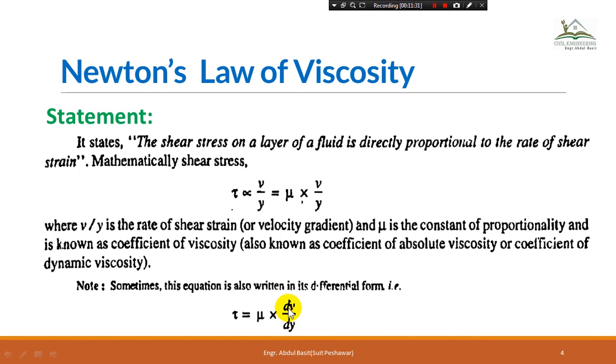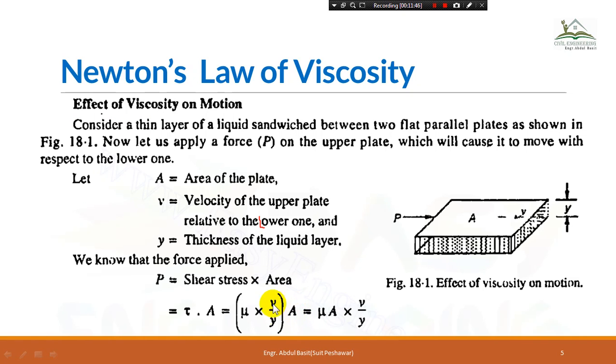So the equation becomes tau equals mu multiplied by v divided by y. If we have a small change in velocity and a small distance between the layers, then this equation can be written in this form, with dv, the differential of v, and dy, the differential of y. So the equation will be modified to this form, providing that tau value here.